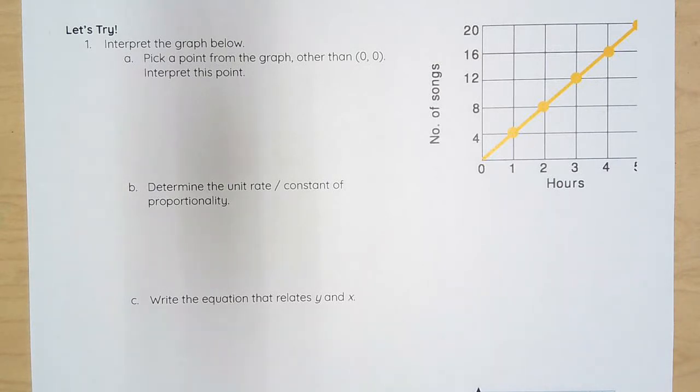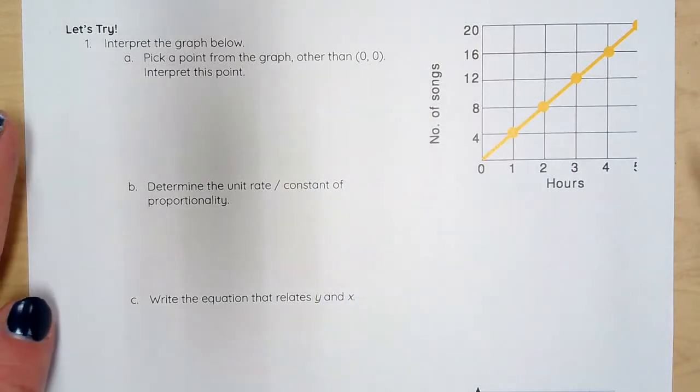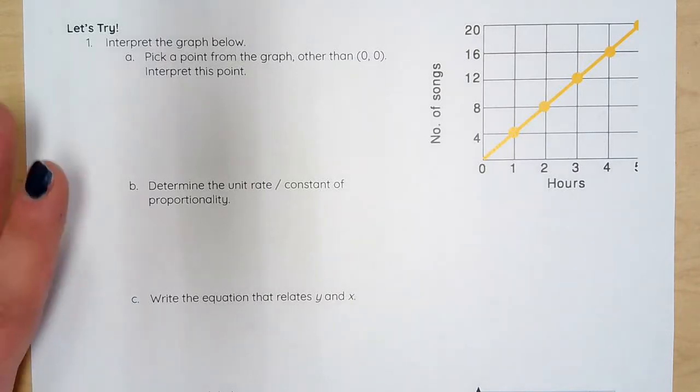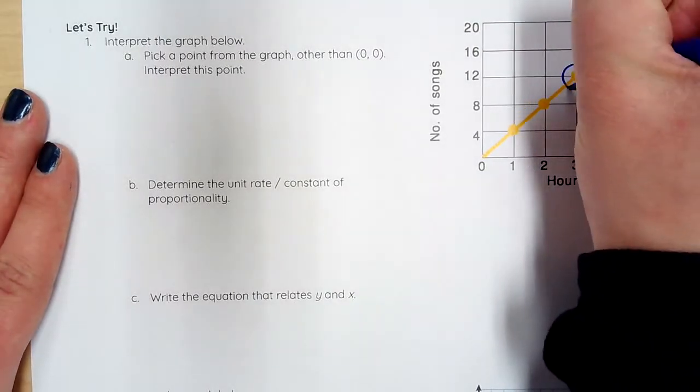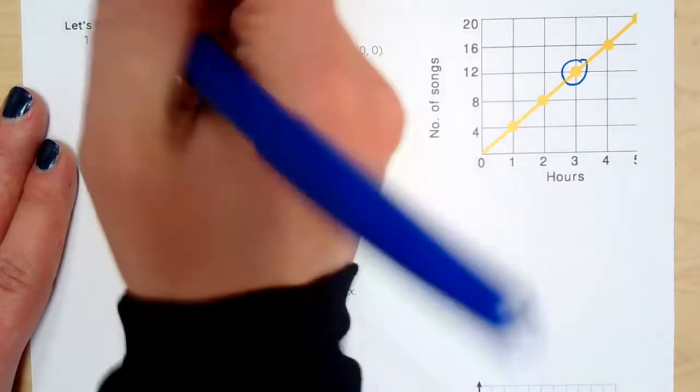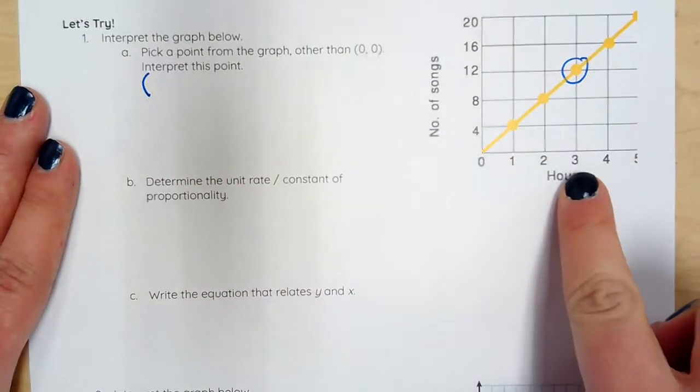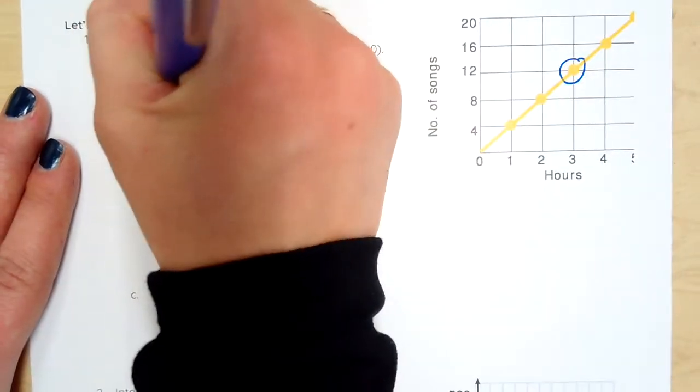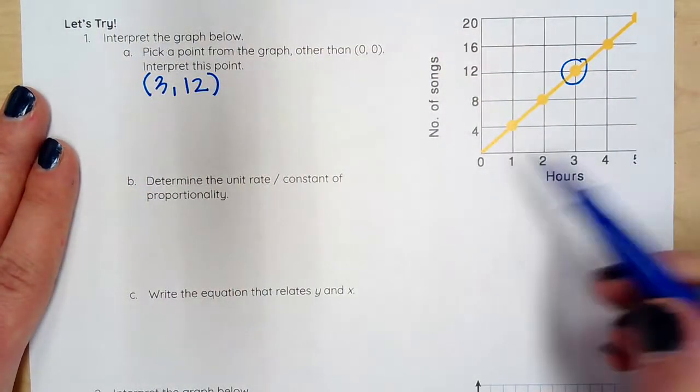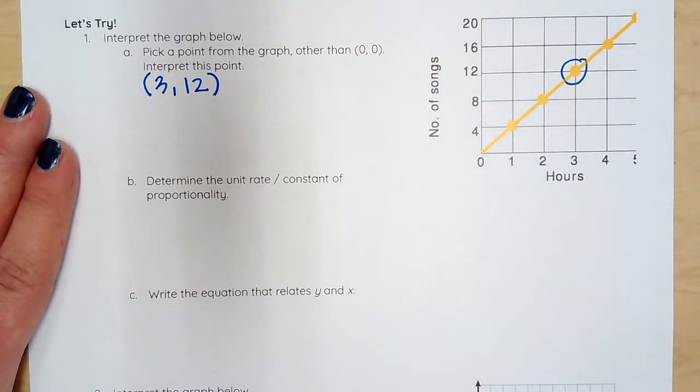So this is what a typical problem will look like. The first one that we did was more expanded out. This is where we will specifically be looking. Okay, so it says pick a point from the graph other than 0, 0. So you can pick any point. I'm going to pick this one right here and interpret it. So I'm going to write my ordered pair for that, which is 3, 12. But you could pick any point listed here.